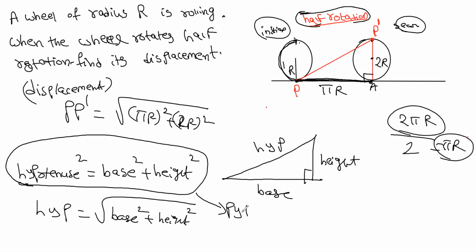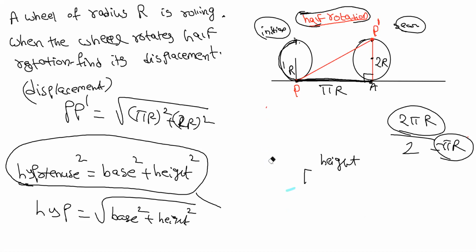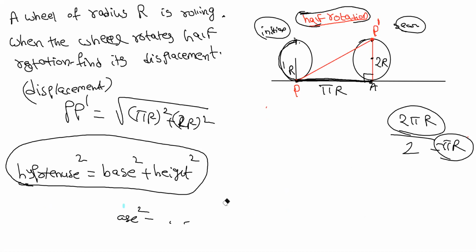This formula is called Pythagoras theorem. This one you know, I think. Just note this one, because the halfway distance is nothing but half the circumference.